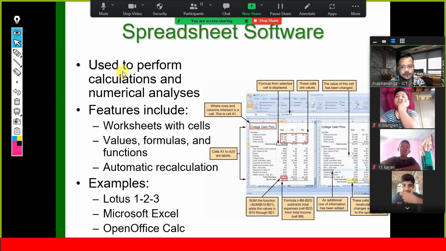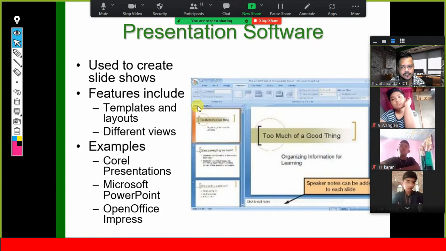Spreadsheet software is used to perform calculations and numerical analysis. Features include worksheets with cells, values, formulas and functions, automatic recalculation. Examples: Lotus 123, Microsoft Excel, OpenOffice Calc. Presentation software is used to create slideshows. Features include templates and layouts, different views. Examples: Corel Presentations, Microsoft PowerPoint, OpenOffice Impress.